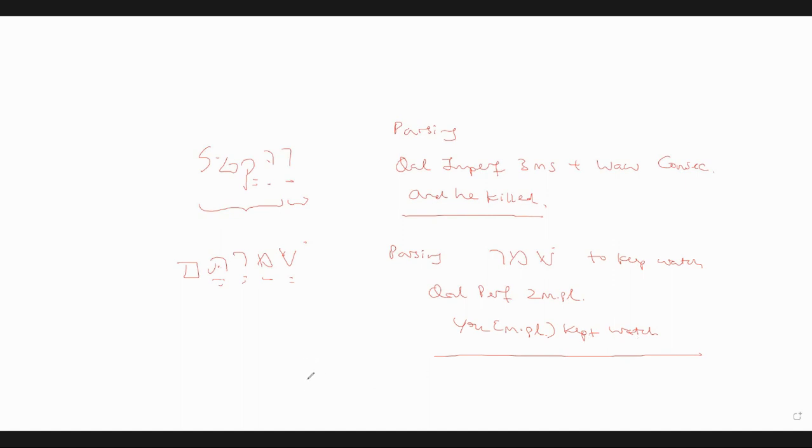Okay, or you have this one. To do parsing, you can see it is the same root word, shamar, to keep watch. And we can say this is a Qal imperfect, third person masculine singular plus waw consecutive. Because this is the imperfect, plus a waw consecutive together. So when you translate it: and he kept watch.